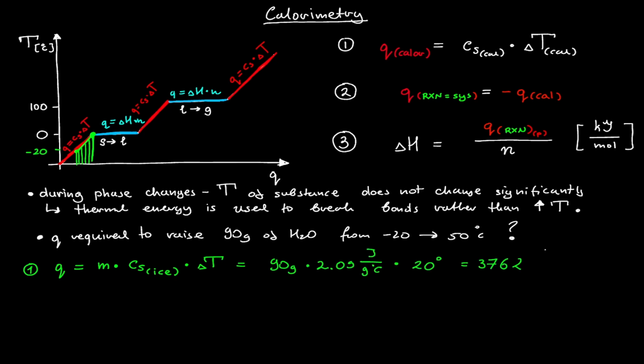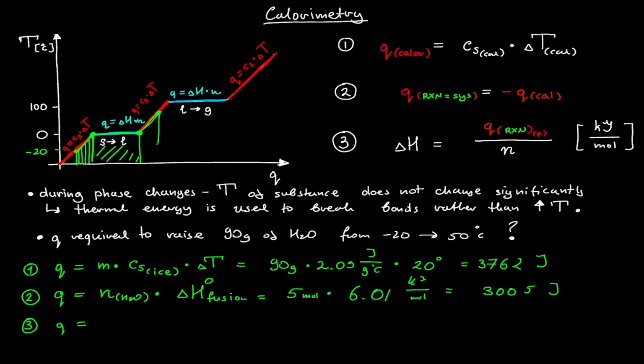Each time we are going through the phase change, we need to use a different delta H, because it's from the tables. In order to go from liquid to solid, we need delta H of fusion, and in order to go from liquid to gaseous state, we need delta H of vaporization.